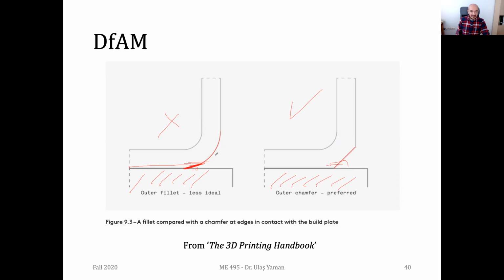And if you look at here, this part will be obviously smoother, but the problem is that this below region will have less surface quality. And this is valid for any kind of additive manufacturing process. So in general, it's better you have such designs at the regions where you are actually touching the build plate or other regions.